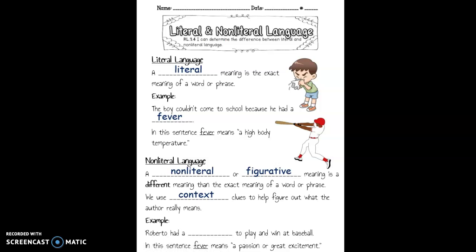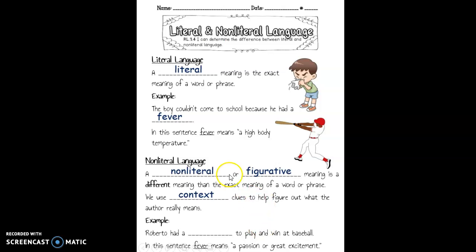That means we may use other words in the sentence, we may use the sentence before or after that one, and we can use the illustrations in a book to help us as well. We're going to use all those parts of the context to help us figure out what it is the author is really trying to say to us.